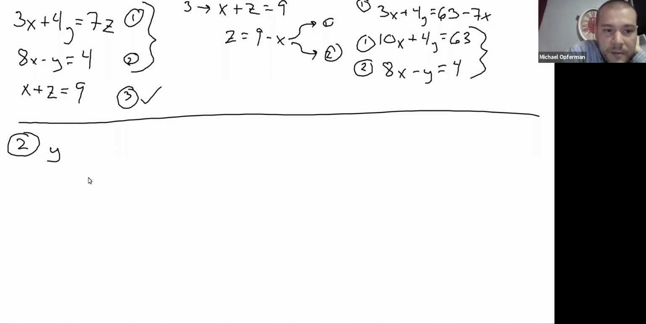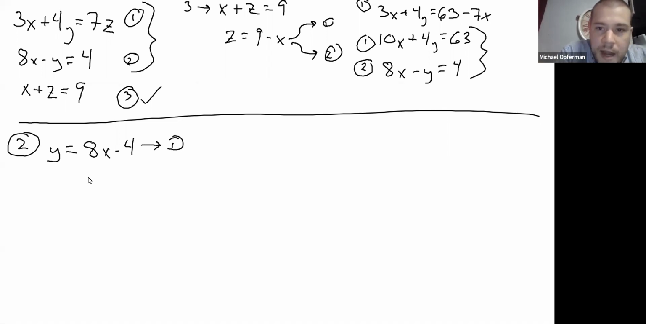I can pretty much do that in my head. So I'm going to do y equals 8x minus 4. Okay, I move the y to the right side of the equation. I move the 4 to the left side of the equation. And now I've got that one solved for y. So now I'm going to substitute this result into equation 1 to get rid of all the y's.